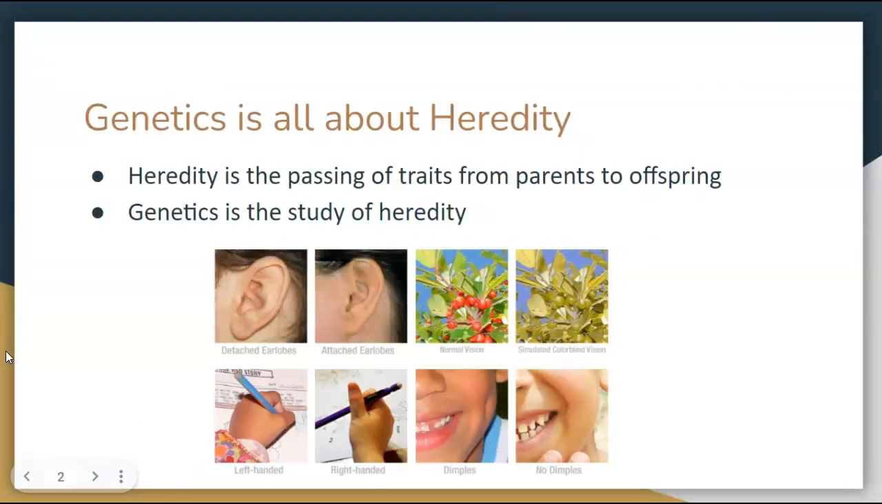So let's get started. Genetics itself is all about heredity, and heredity is just this idea of passing traits from parents to offspring. This is why children look like their parents, right? Because all of the traits that the parents have are passed on to their offspring. And genetics is the study of heredity, the study of this passing of traits. This picture is just sort of like possible traits that could be passed on, right? Detached earlobes, we'll talk about that more in class, whether you're right or left-handed, whether you have dimples, whether you're colorblind, all of these things are traits that are passed on from your parents.